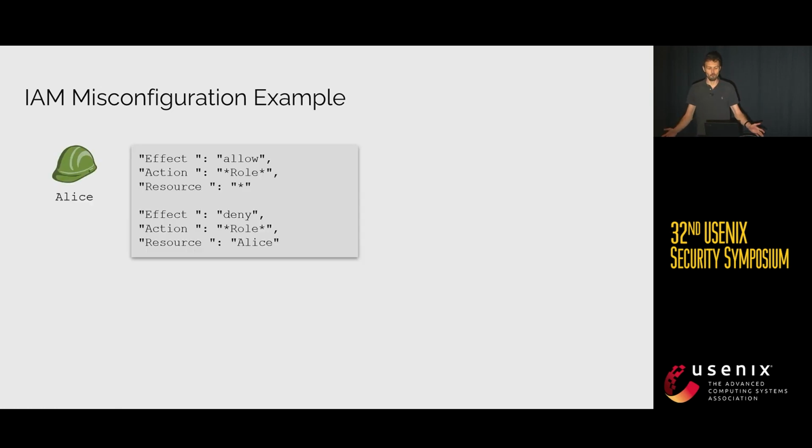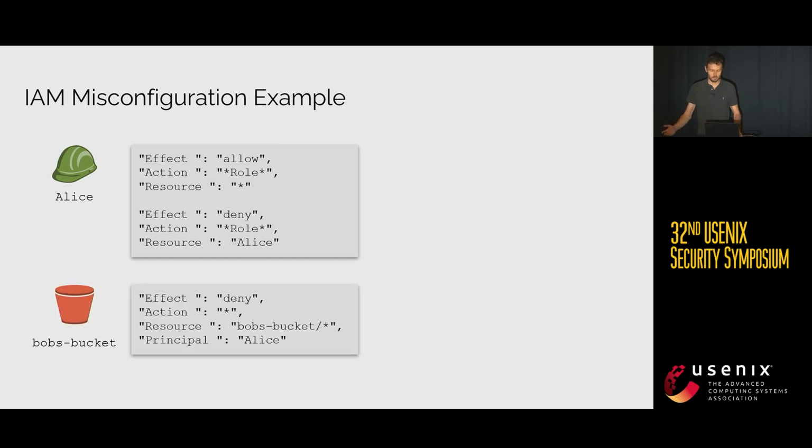So consider an AWS account with the following resources. There's a role named Alice, and Alice can do many IAM role actions on other roles, for example, reading or updating, but not on herself to prevent immediate privilege escalation. And there's also a bucket named Bob's bucket, and Bob doesn't want Alice to be able to read from his bucket, so there's an explicit deny in the policy, preventing it.